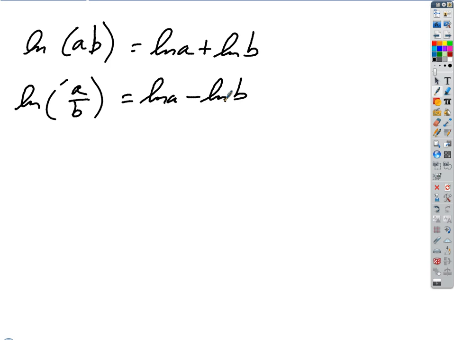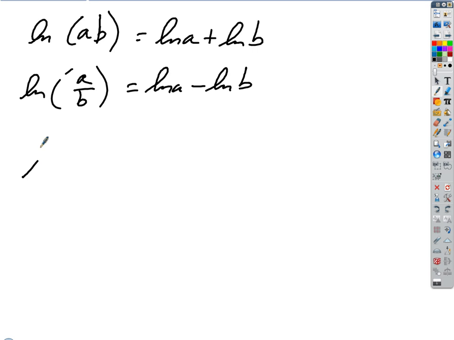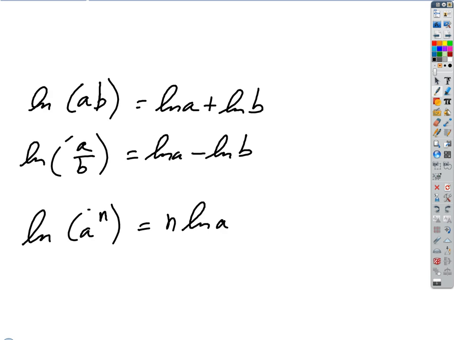Very good. Okay, what about the natural log of A to the n? That should move it down from exponentiation to multiplication. Natural log of A times n. Good. Wait, why isn't it log of A times log of n? It just isn't.